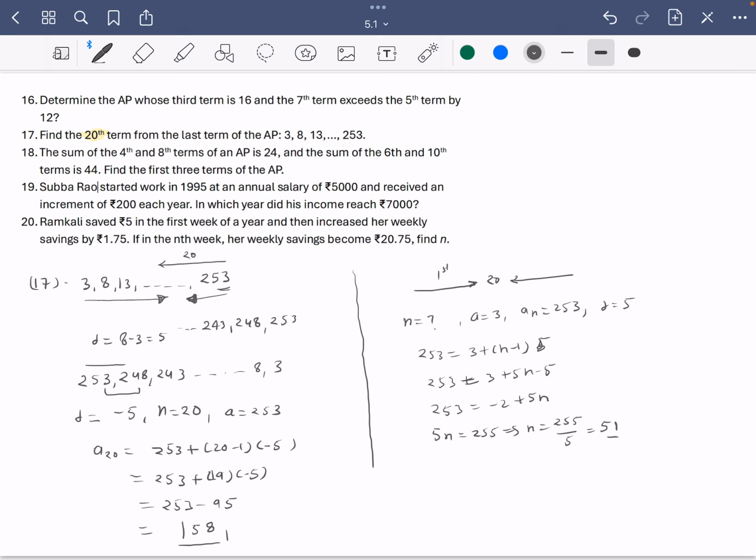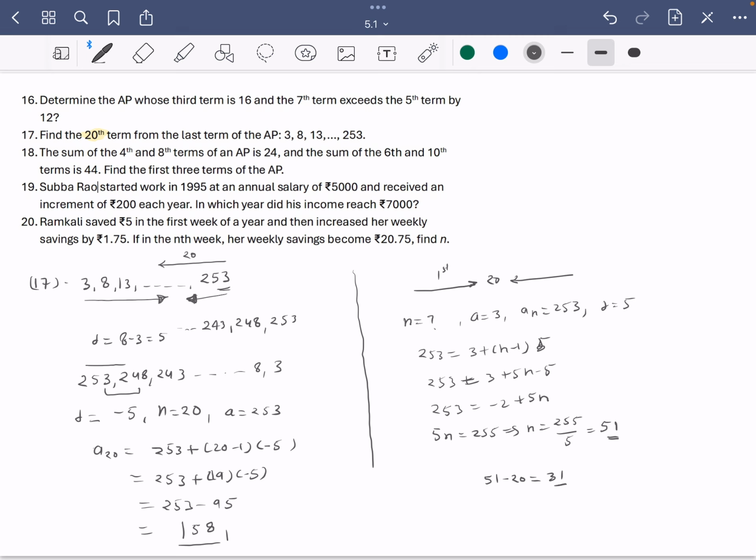Now if there are 51 terms in the AP, and we want to find out the 20th term from the last, it should be 51 minus 20 from the first. There are 51 terms. If I subtract 20 terms, the terms from the last, I will get the value of n from the first term, so it's going to be 31.